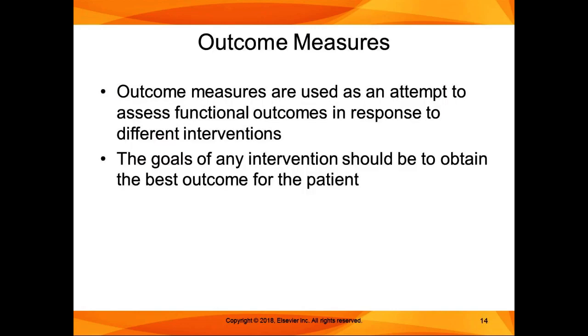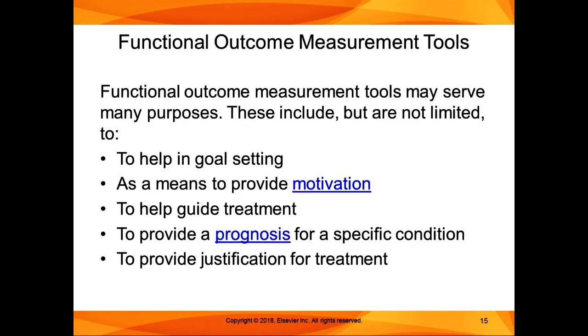So outcome measures are used as an attempt to assess functional outcomes in response to different interventions. So the goal of any intervention should be to obtain the best outcome for the patient. So in the case of the gentleman I was just talking about, the outcome measure was his dorsiflexion range of motion for that particular goal.